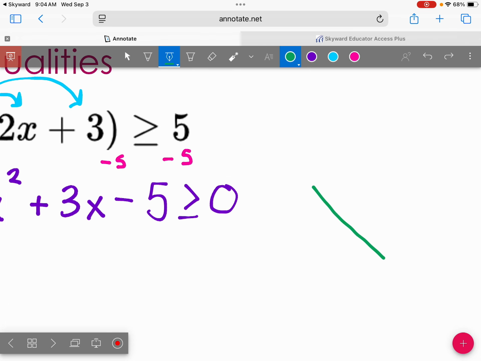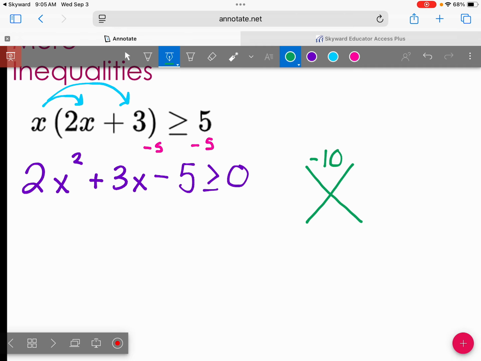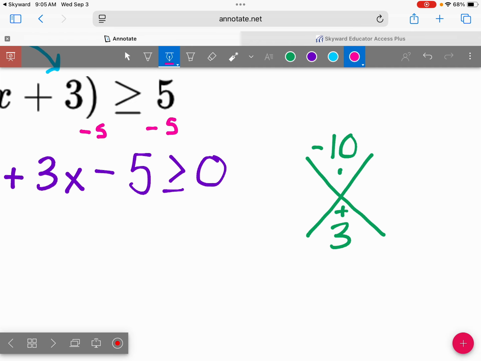So we need to get this into our factored form. So factor however you choose. Our a times c, if we're looking for our split the middle or our traditional factoring. We're going to have multiplies to make negative 10, adds to make a positive 3. What pair of numbers multiplies to make negative 10, adds to make positive 3? 5 and negative 2.